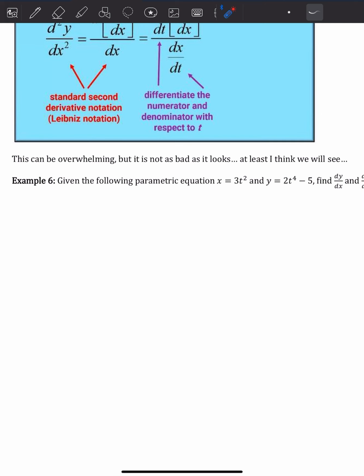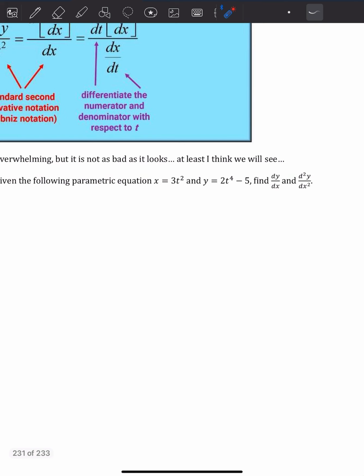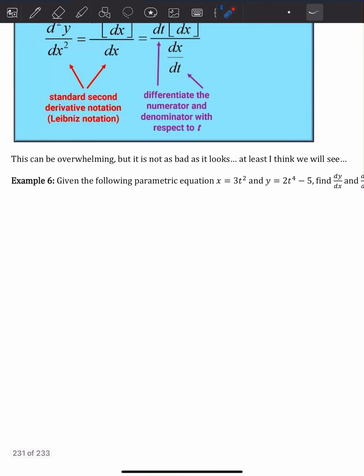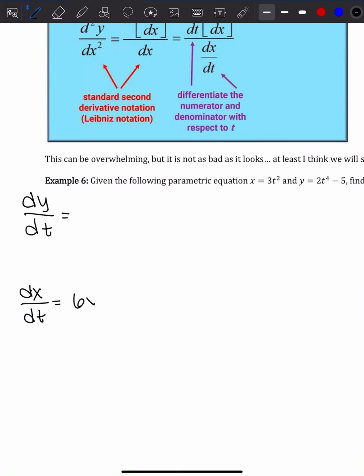So, given the following parametric equation, x equals 3t squared, y equals 2t to the fourth minus 5, find dy over dx and find the second derivative of y with respect to x. The first thing we need to find is dy over dx. So we need to find dy over dt and dx over dt. Well, we have x right here, so let's do that one first. The derivative of 3t squared is 6t, and the derivative of 2t to the fourth minus 5 is 8t cubed, and we're leaving it at that.